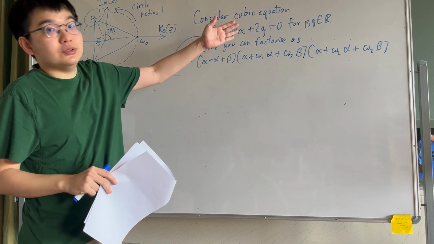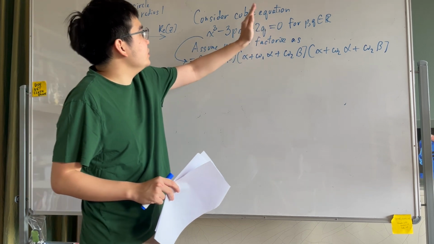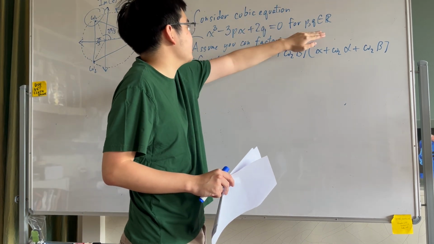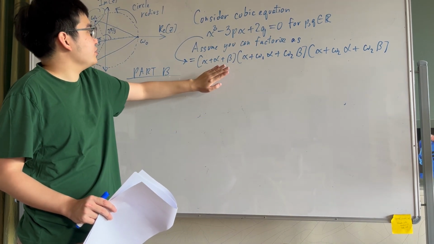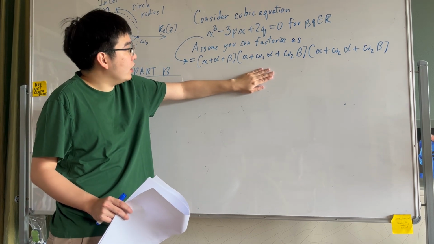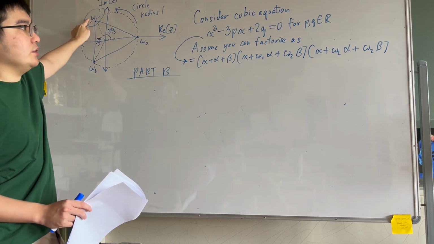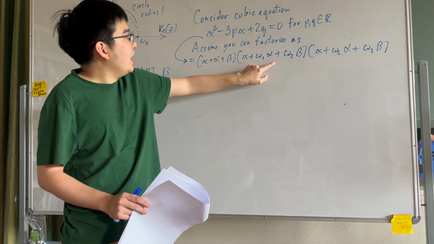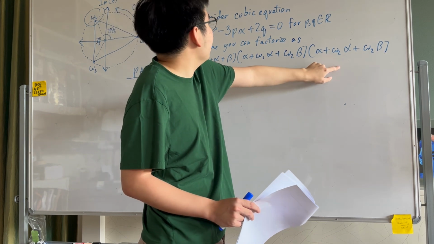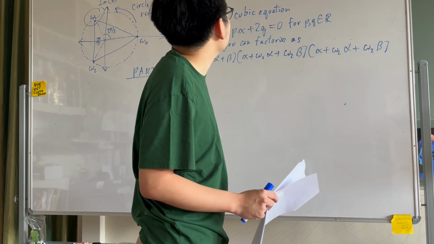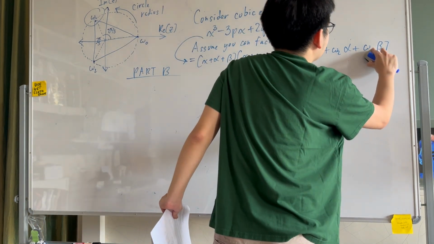So they say, out of the blue, in this problem, consider the cubic equation x cubed minus 3px plus 2q equals 0, where p and q are real numbers. That's what this means over here. Assume you can then factorize it as x plus alpha plus beta times x plus omega 1 alpha, omega 1 being the complex root of unity, the second complex root of unity here, plus omega 2 beta, times x plus omega 2 alpha plus, I'm sorry, that should be an omega 1 beta. Omega 2 alpha times omega 1 beta.